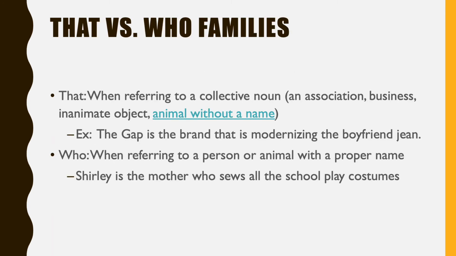That versus who. That, when referring to a collective noun, an association, business, inanimate objects, animal without a name, etc. So we can see here, the Gap is the brand that is modernizing the boyfriend jean. Who is used when referring to a person or animal with a proper name. Shirley is the mother who sews all the school plays. So we use that when referring to collective nouns and inanimate objects, and who when referring to a person or an animal with a name.